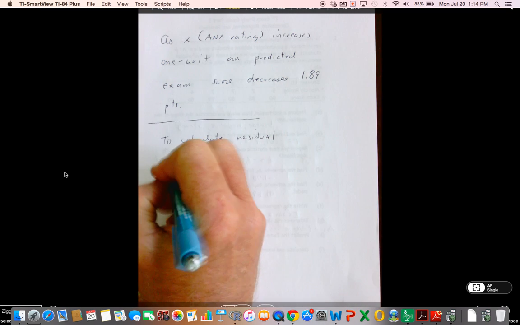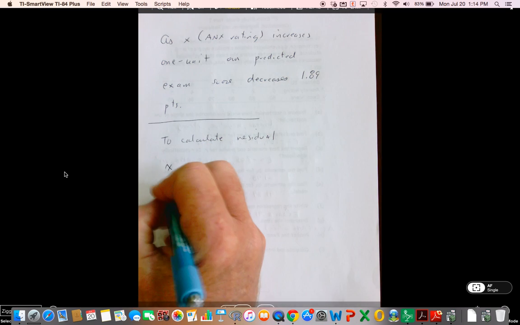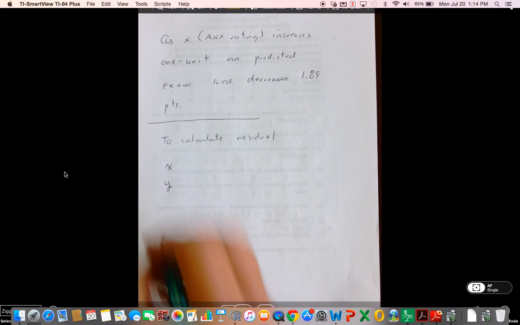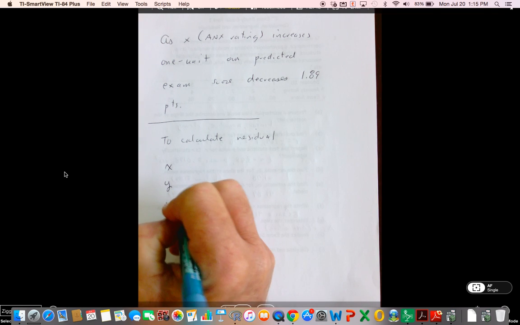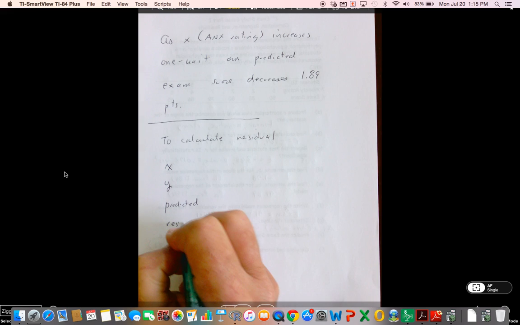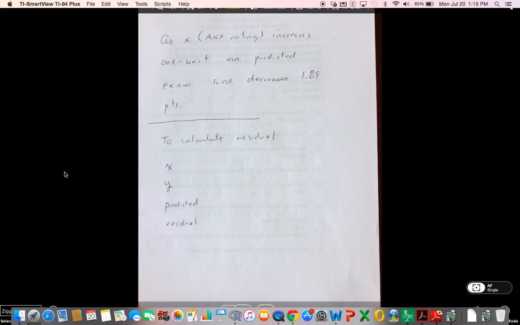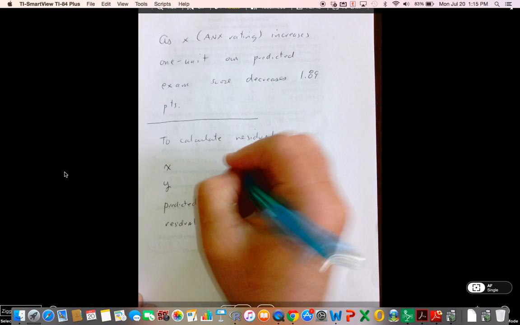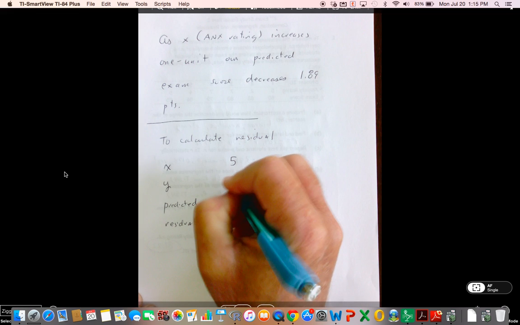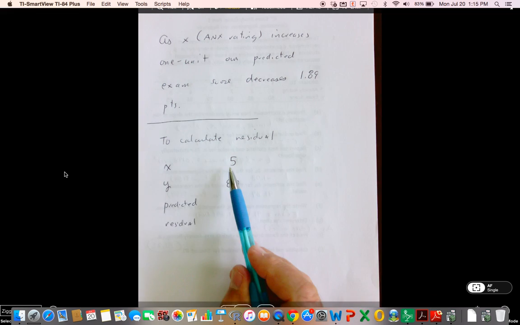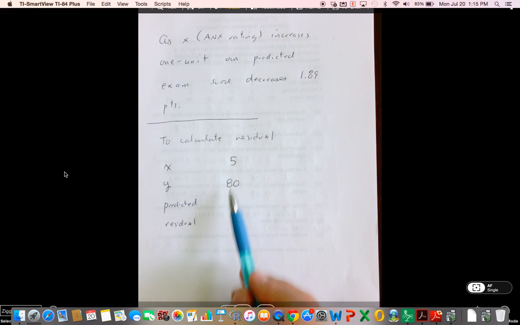We need the student's X score. We need the student's Y score. We need their predicted score. And therefore we can calculate their residual. Well, for the first student at a 5 and an 80, so they scored a 5 on the anxiety rating score and they scored an 80 on their final exam.